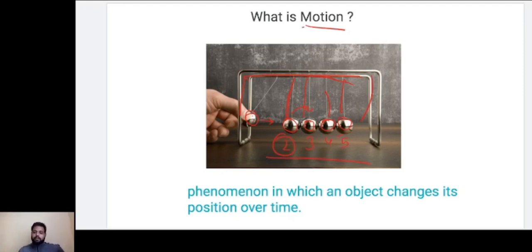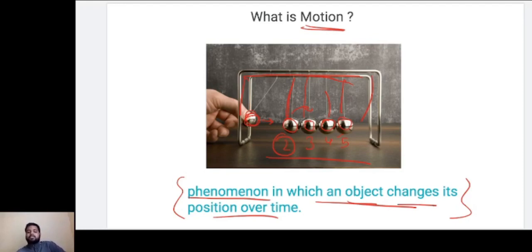So in bookish language, this is the definition of motion that you will find in your books: motion is a phenomenon in which an object changes its position over time. Now you will be thinking, what is an object? Here the object is a ball, and it changes its position over time.